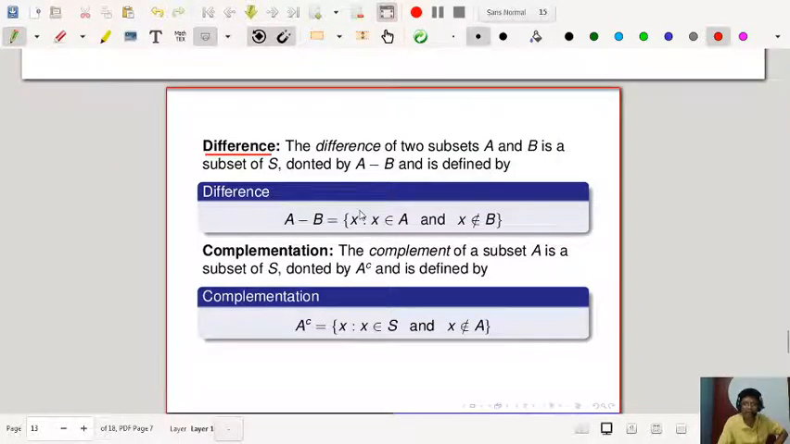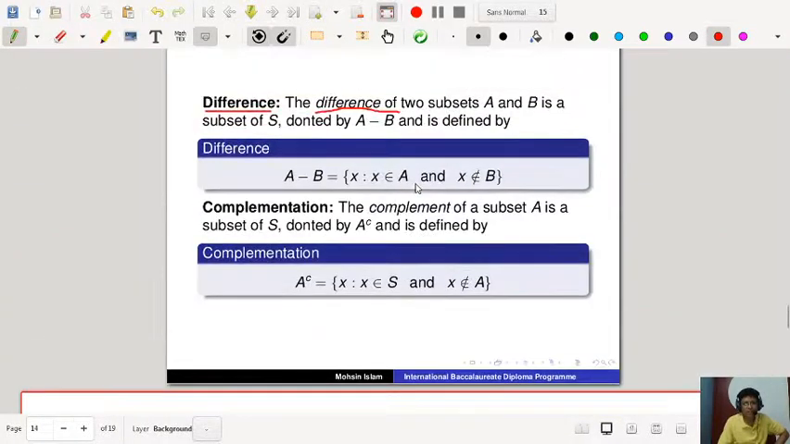Thank you. Next I will talk about the difference of two subsets A and B, just like we have learned differences in normal calculations. What is the difference of two sets? The difference is denoted by A minus B, and that is equal to X belongs to A and X does not belong to B.